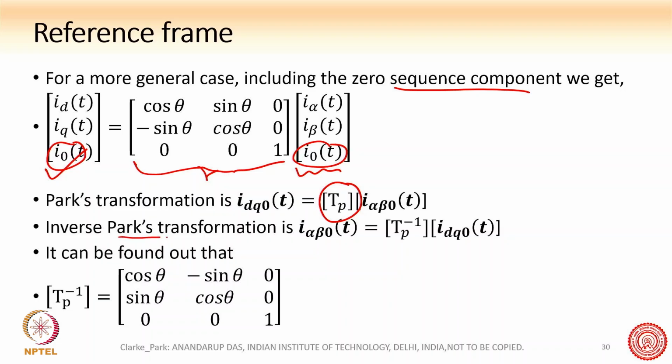So similarly, we have the inverse Park's transformation matrix, which is I alpha beta 0 equals TP inverse times IDQ0 transposed. So TP inverse will be, you can check this one out, cos theta, minus sin theta, like this. It looks like this. You have to do it.